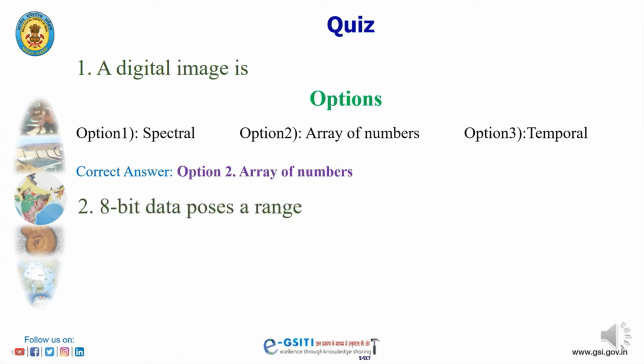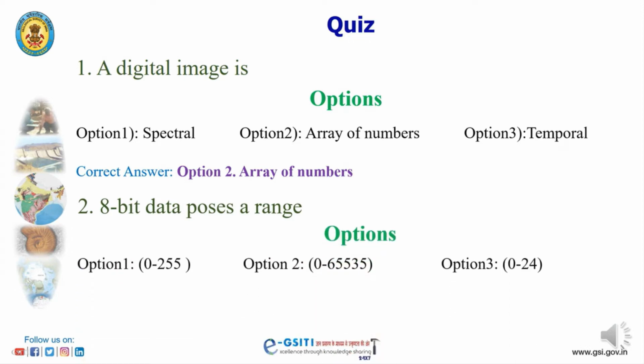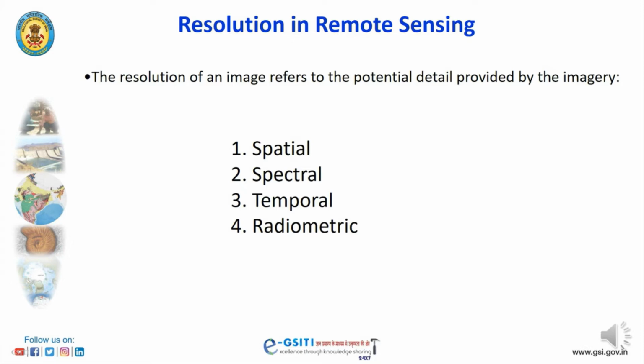And the right answer is option 2, arrays of number. Another quiz. 8-bit data poses a range. Option 1, 0 to 255, option 2, 0 to 65533, option 3, 0 to 224. And the right answer is option 1, 0 to 255.